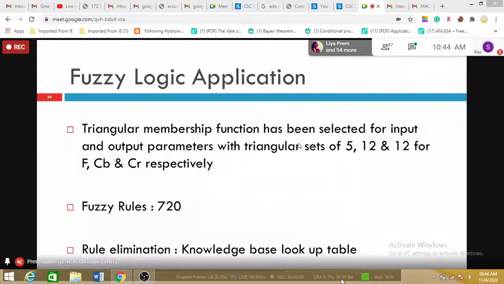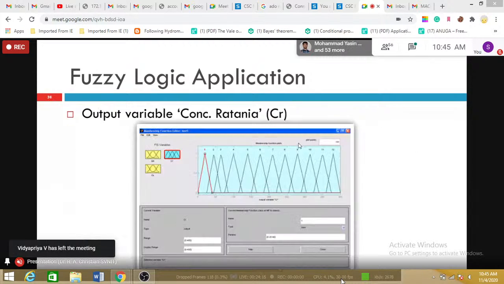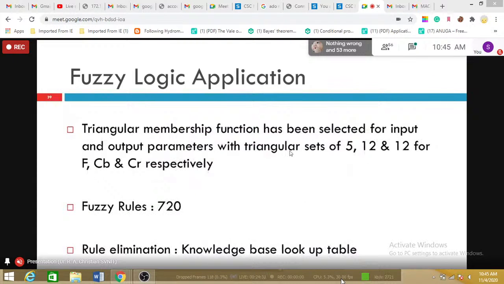And then based on that triangular membership, which I had 5, 12, 12 for flow, discharge and the output concentration, you give the MATLAB conditions here: 2 inputs. This you see here, yellow boxes, 2 inputs and 1 output. And when you do that, you frame the rules using the MATLAB functions. 2 inputs, 1 output. There were 720 rules which were formed.